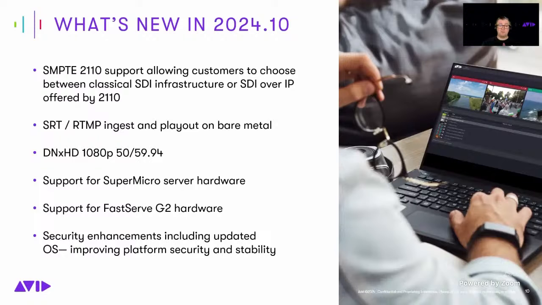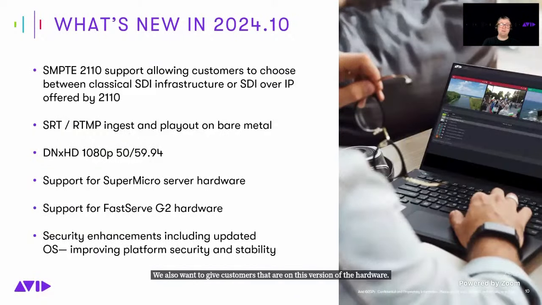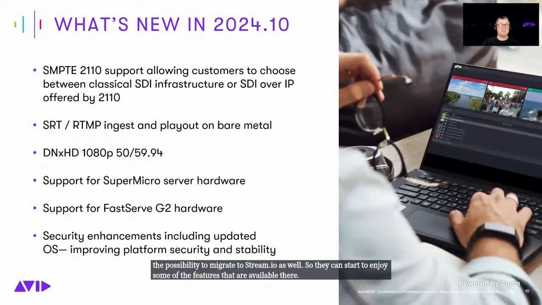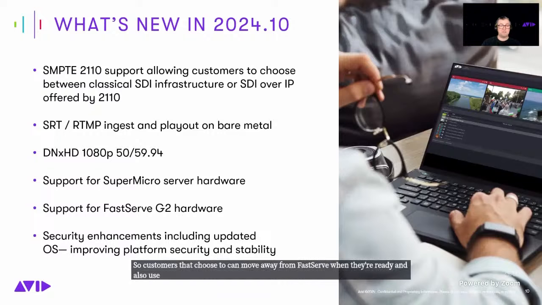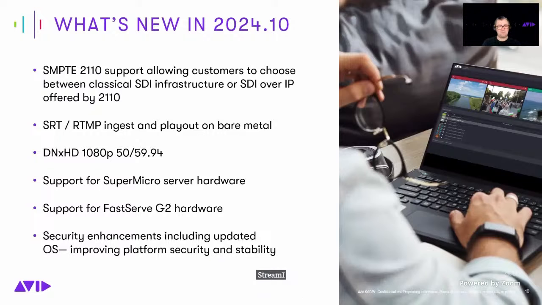Now we have a product called FastServe, and we launched a second generation of hardware at the start of 2023. And we also want to give customers that are on this version of the hardware the possibility to migrate to Stream.io as well, so they can start to enjoy some of the features that are available there. So we're also certifying the existing FastServe Gen 2 hardware so that it can work with Stream.io. So customers that choose to can move away from FastServe when they're ready and also use Stream.io as well.